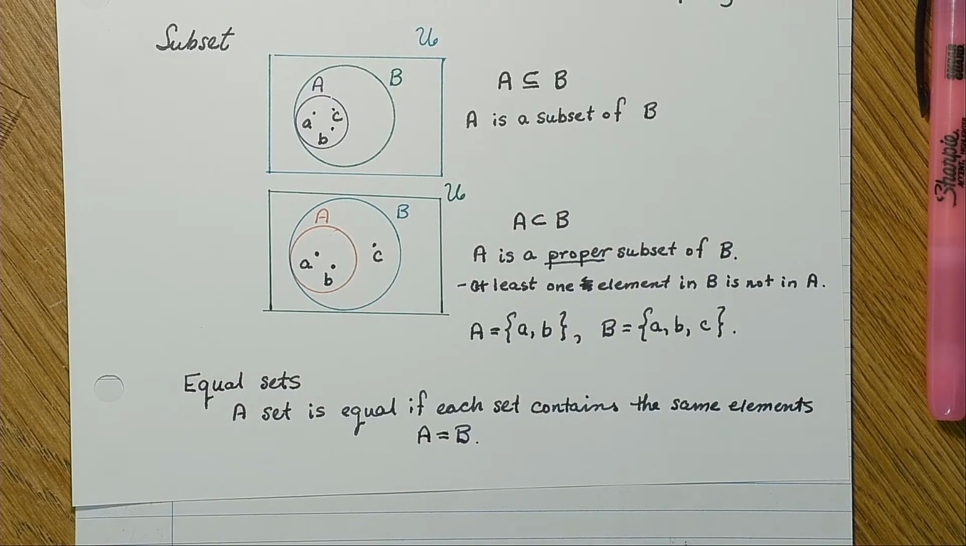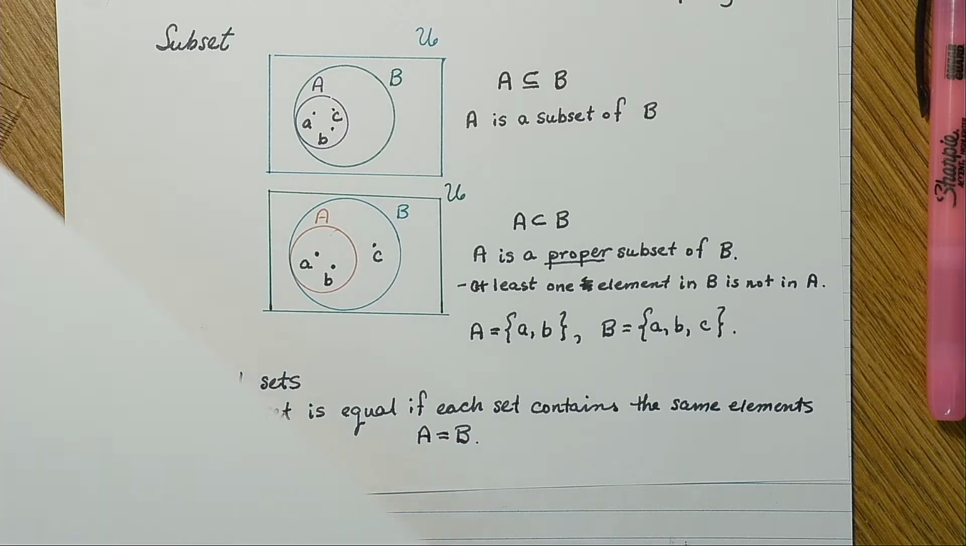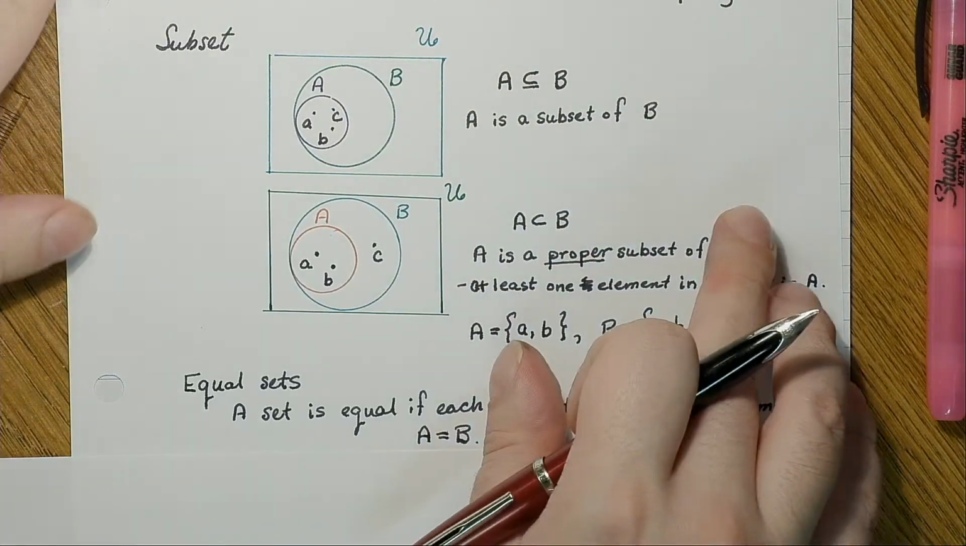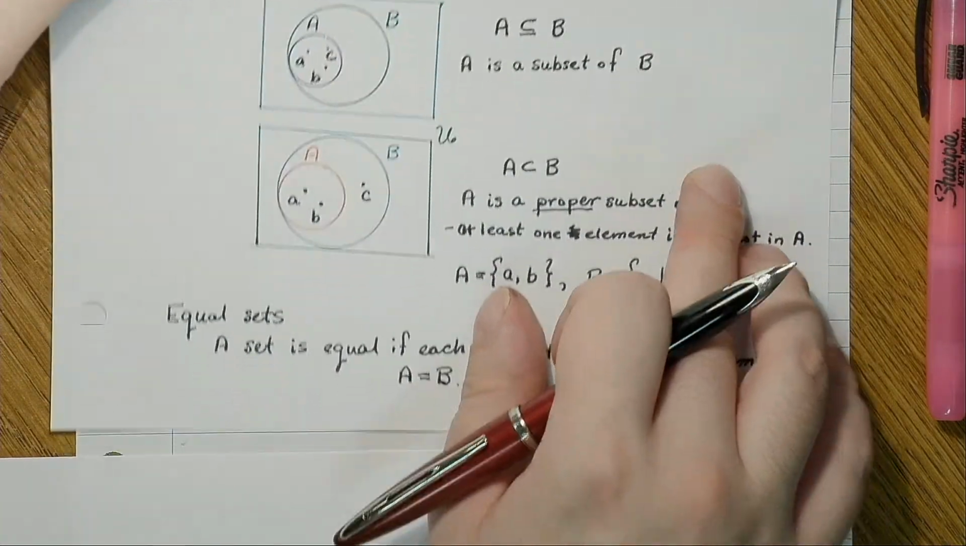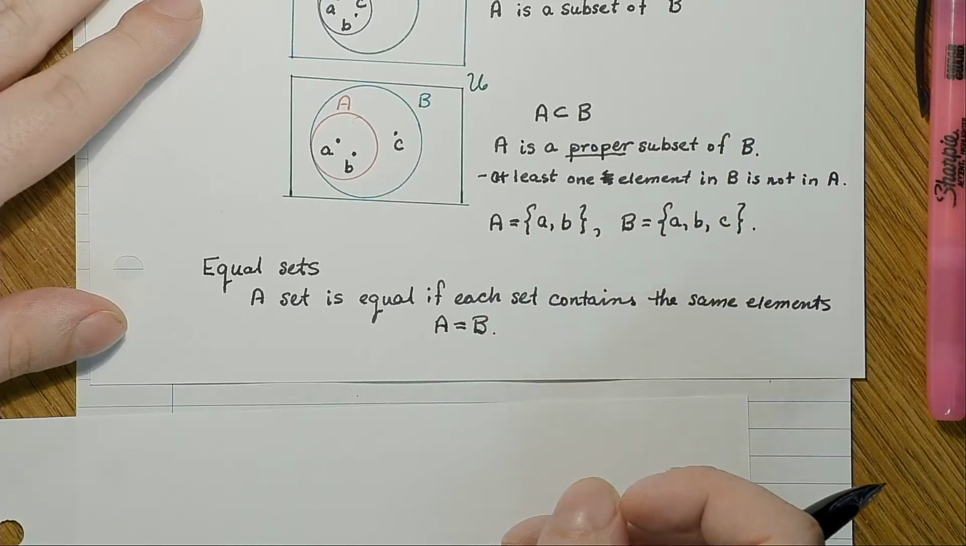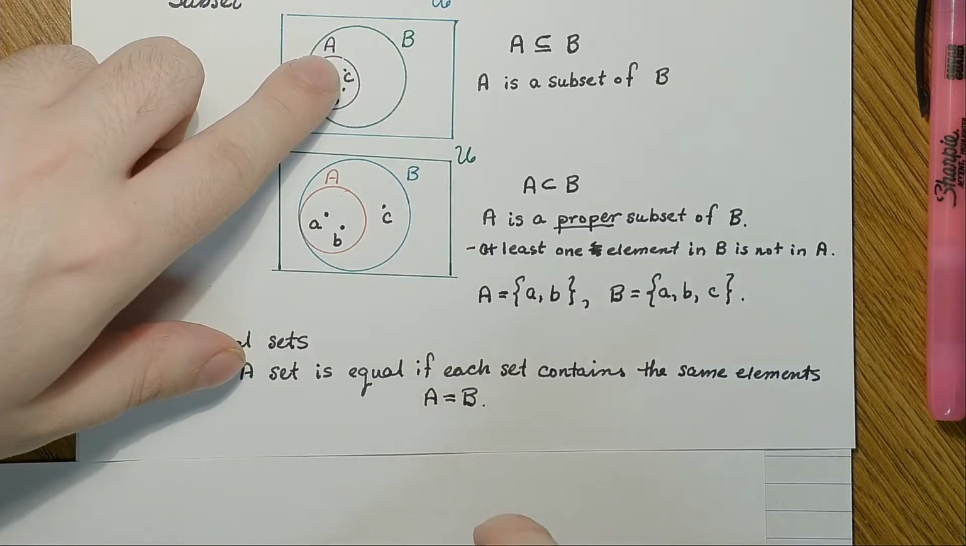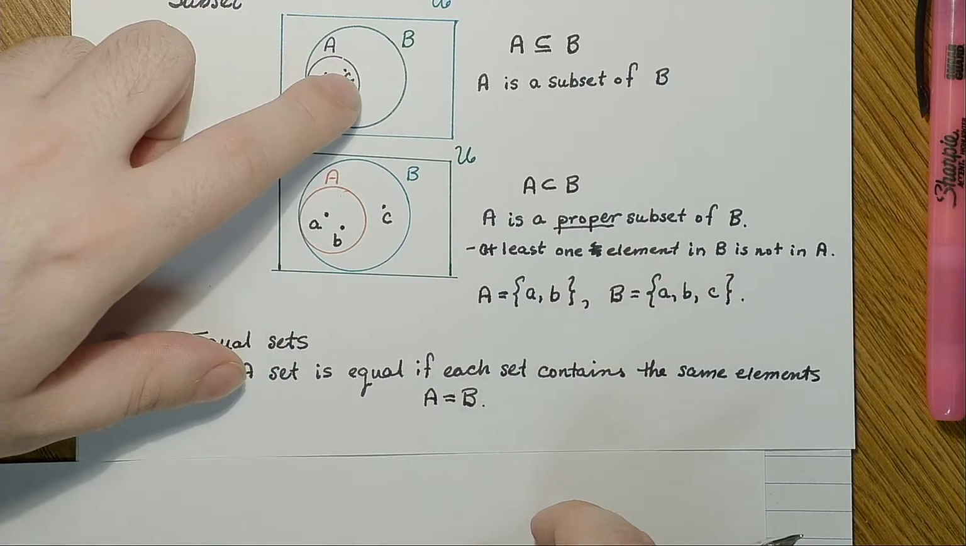Why would B exist in the first example? Why would it? It's a set where both of them have the same properties.